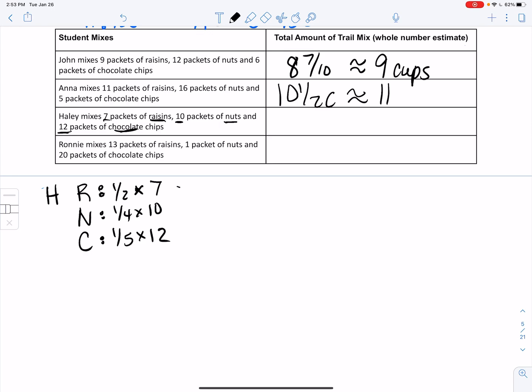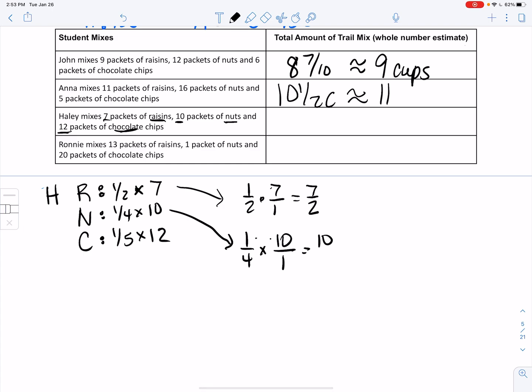Now, in case you can't see this, 1/2 times 7, same as 7 over 1. So it's 7 halves. Okay, we're going to go down here. 1/4 times 10, make it over 1, multiply across the top, multiply across the bottom. And 1/5. 1/5 times 12 over 1 equals 1 times 12. 5 times 1 is 5.